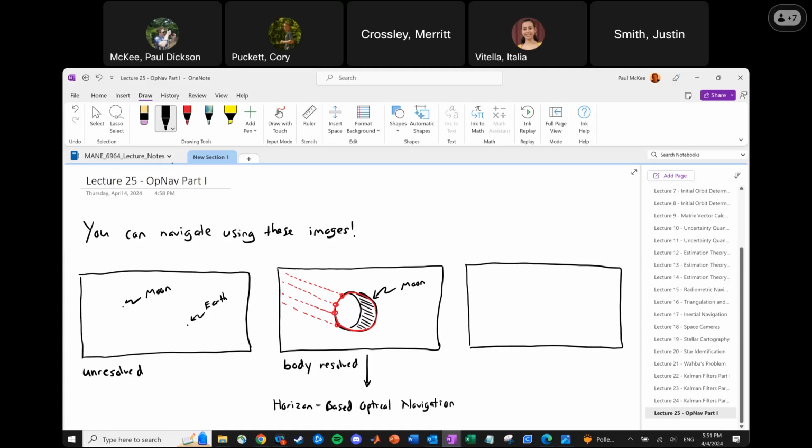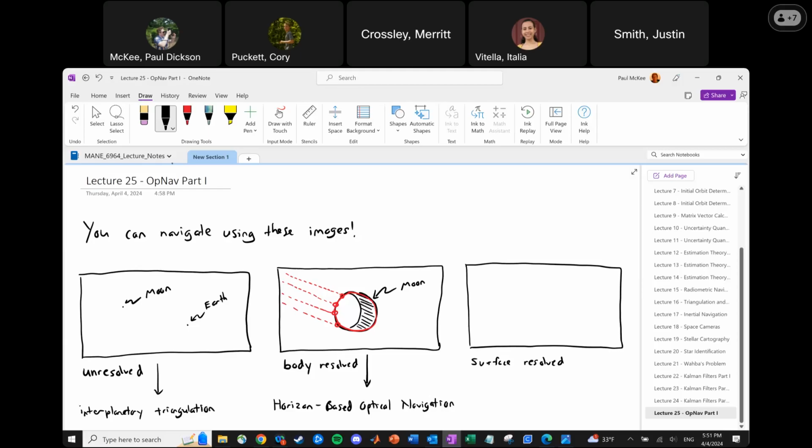Now there's a third regime, and thank you, Italia. I'll take a third volunteer for the last one though. And this is where the surface has been resolved. And I guess if we're being clear, we'll call this interplanetary triangulation. So I'll take a third volunteer, and you can kind of imagine where this is going.